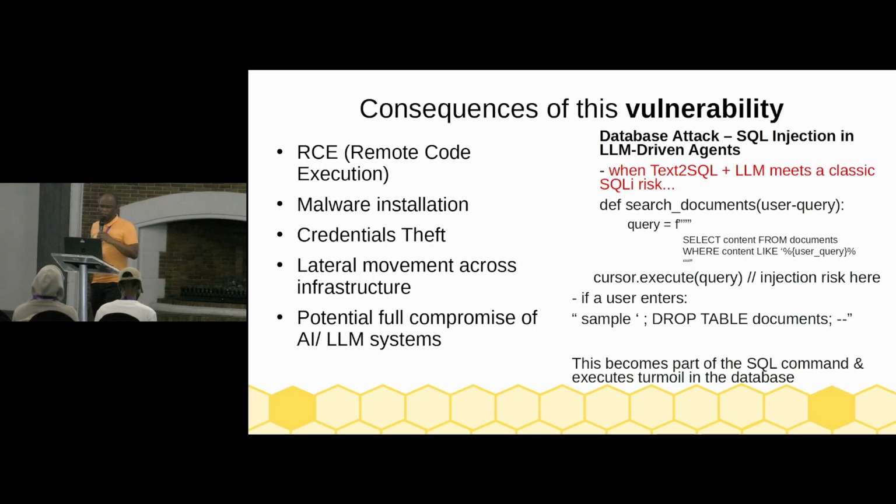The consequences of this vulnerability, obviously, like I said, it creates remote code execution. It allows the bad guys to install malware. It allows for credentials theft from your database or operating systems. And it can allow for lateral movement. So you attack, say, for example, the identity of one customer. When I get hold of that one customer, I can laterally move within your compute systems and have other avenues to do more harm to the database. So this is where the potential full compromise of AI and LLM systems is possible.